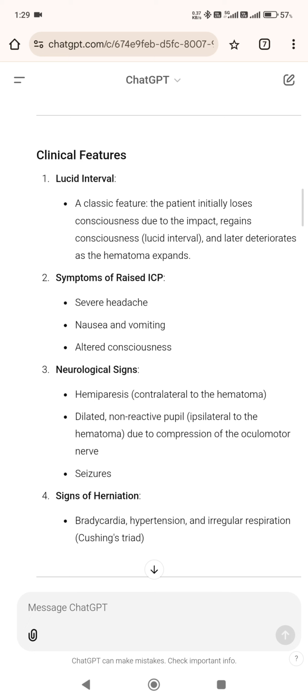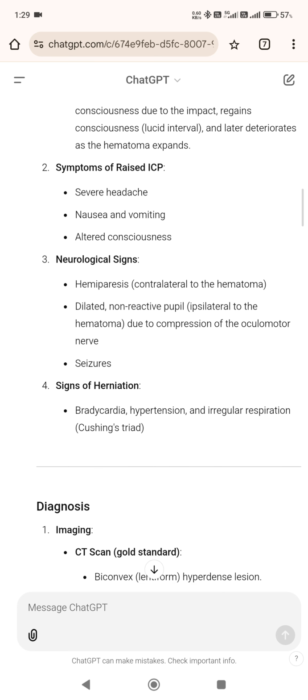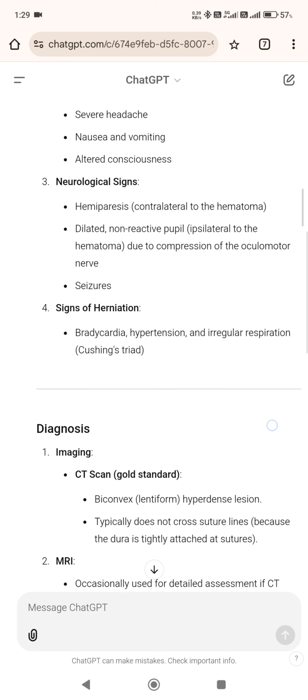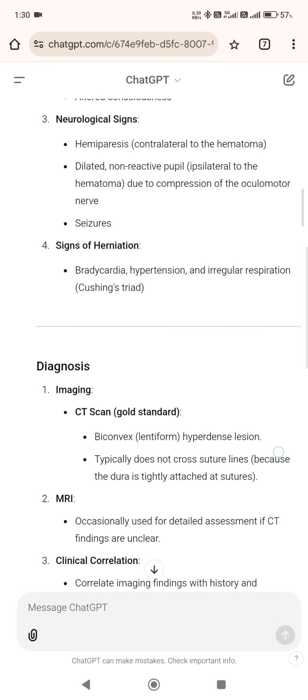Severe headache, nausea and vomiting, altered consciousness. 3. Neurological signs. Hemiparesis, contralateral to the hematoma. Dilated non-reactive pupil, ipsilateral to the hematoma due to compression of the oculomotor nerve. Seizures. 4. Signs of herniation: bradycardia, hypertension, and irregular respiration, Cushing's triad.